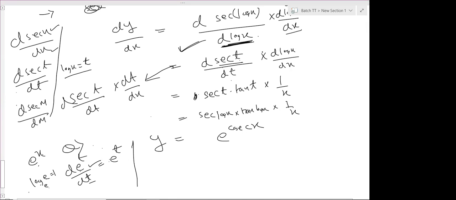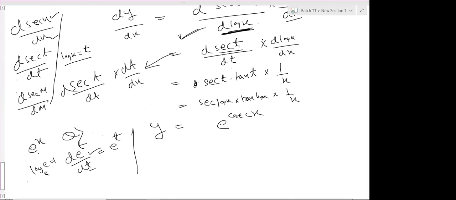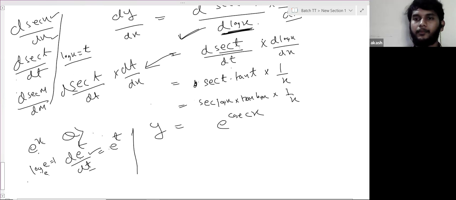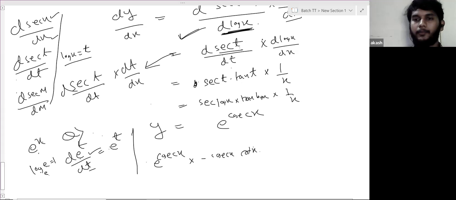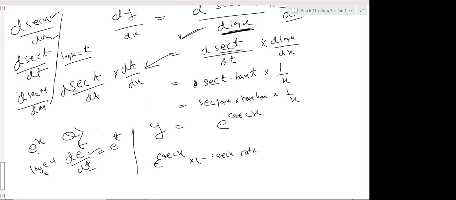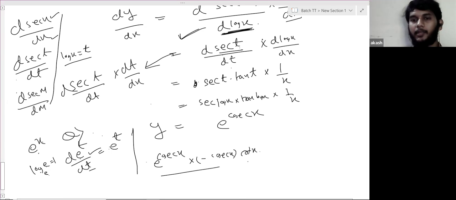Okay, got it. Kinza, Aman, have you solved this? Yes, sir. What is the answer? I got it as e raised to the power cosec x into minus cosec x cot x. Aman? I can't solve this. You can't solve this. All right. This is the correct answer, absolutely correct.